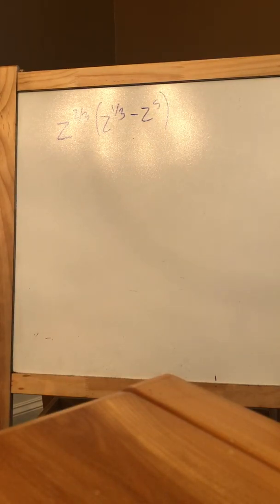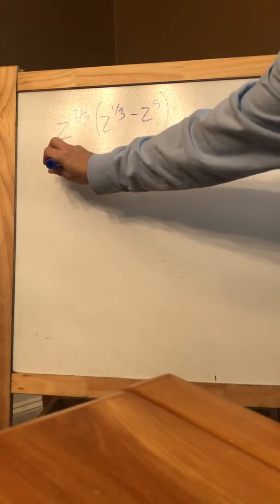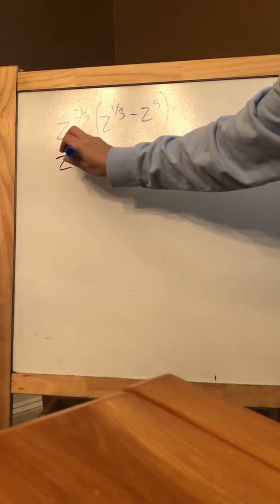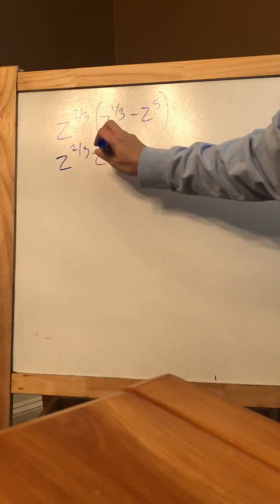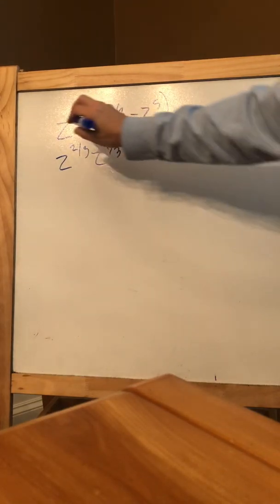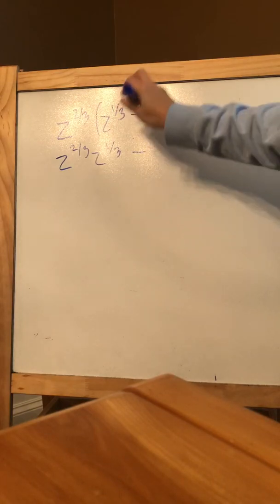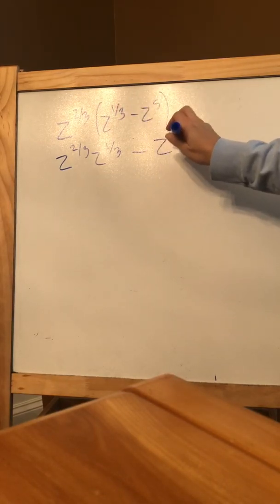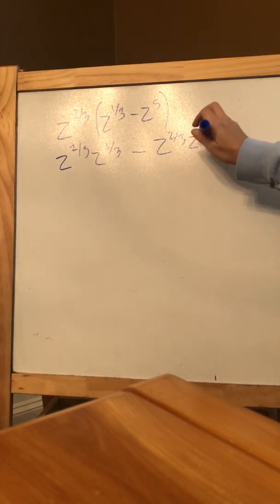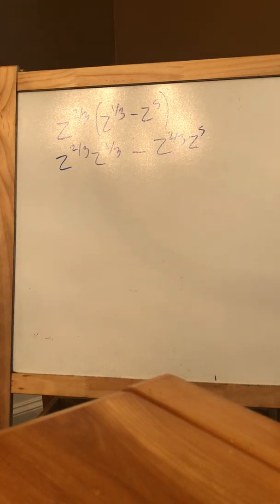Okay, so what do we do first here? Well, the first thing you're going to do is distribute your z to the 2/3 just like you would distribute any other variable or coefficient. So you're going to end up with z to the 2/3, z to the 1/3 minus, now we're going to distribute it here to this one. So we're going to have z to the 2/3, z to the 5th. Okay, we've distributed.